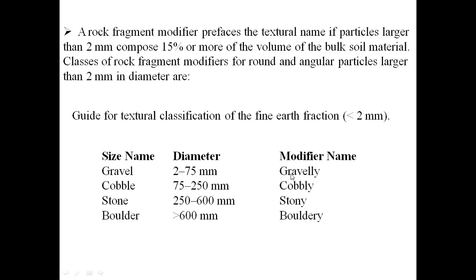So gravel becomes gravelly; that is called the modifier. It prefers the textural name. If the gravels are big, that is, more than 2 mm, we will have different classes. So based on the class of rock fragments present in the soil sample, this is the classification. Class of rock fragments modifiers means the names of round and angular particles of larger size. So these are the round and angular.